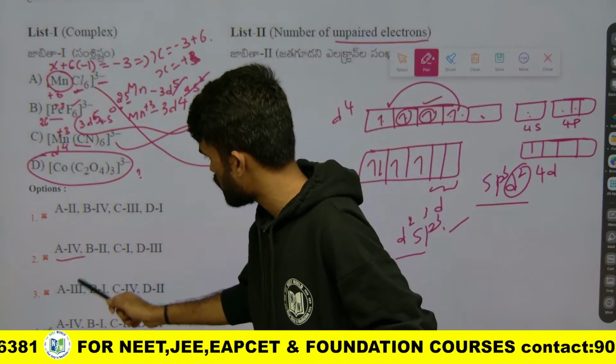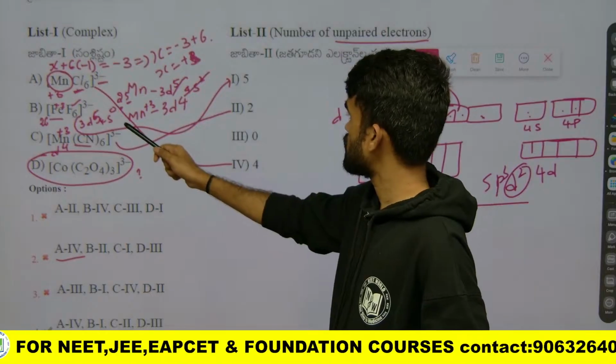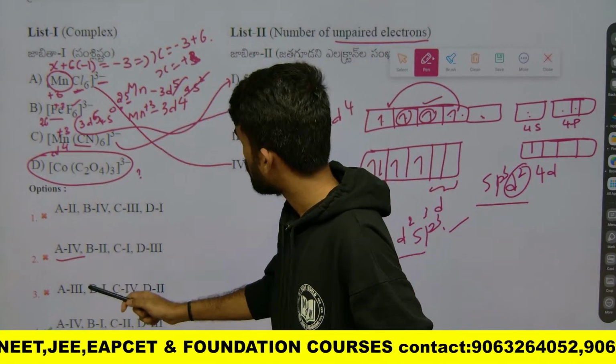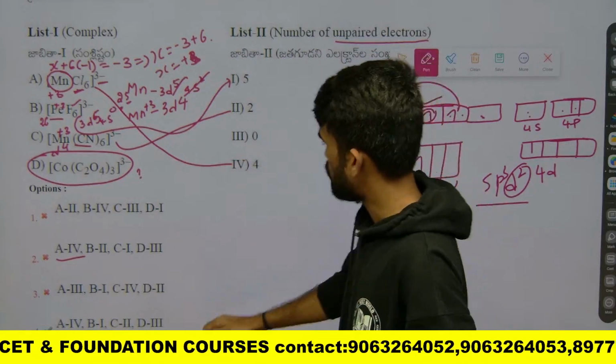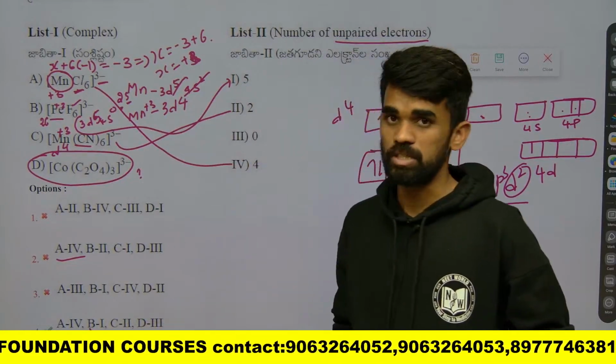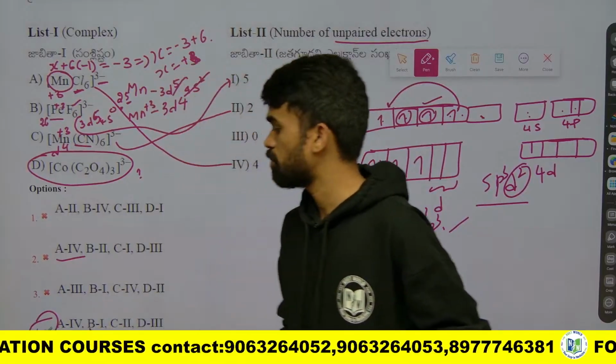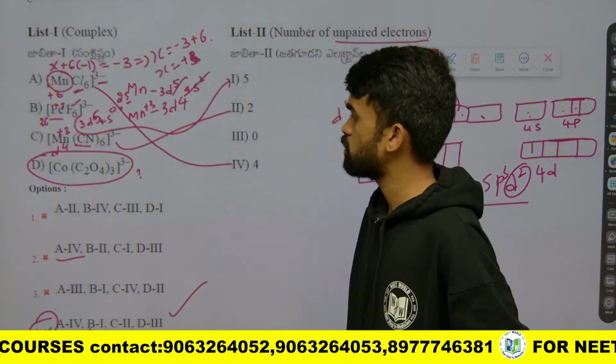See A4, there are only 2 options. Okay, the next B2, yeah, B1 we have only in the 4th option. So you can go with option number 4 as the answer for this particular question.